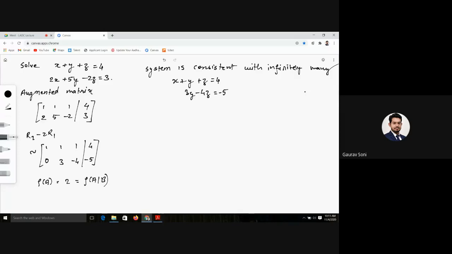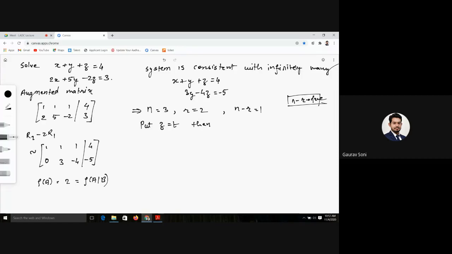Now, what is the formula for the number of free variables? n minus r are the free variables. What is our n? n is the number of variables and r is the rank. So n is equal to 3, r is equal to 2, so n minus r is equal to 1. You just have to declare one free variable. So put z is equal to t.